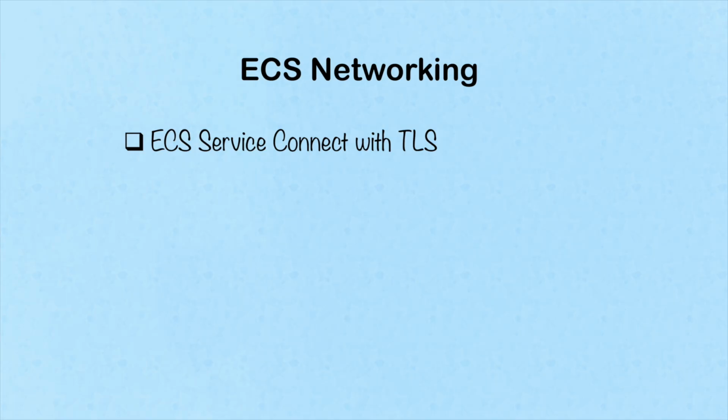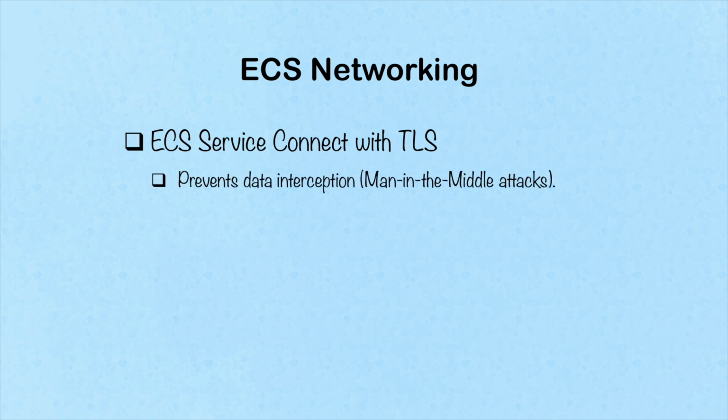With ECS Service Connect, you can enable transport layer security encryption for service-to-service communication, ensuring that all data exchanged between services is encrypted in transit. This means that even if traffic is intercepted, it remains secure and unreadable to unauthorized parties. TLS prevents data interception, protecting against man-in-the-middle attacks. Even if someone tries to intercept the traffic, the encrypted data remains unreadable.